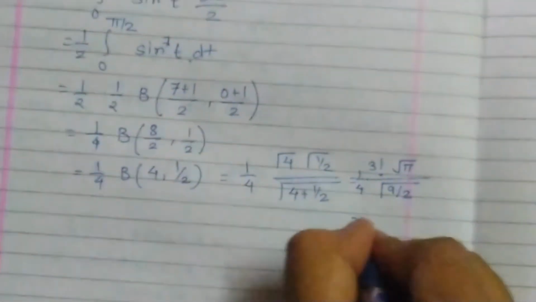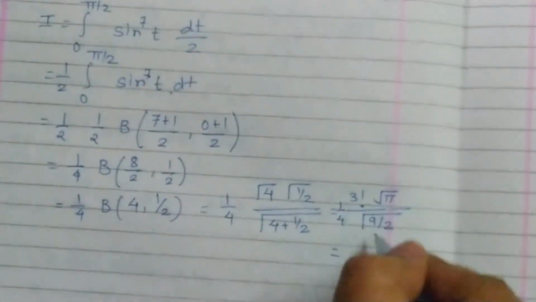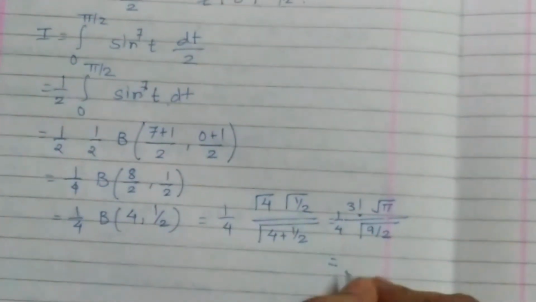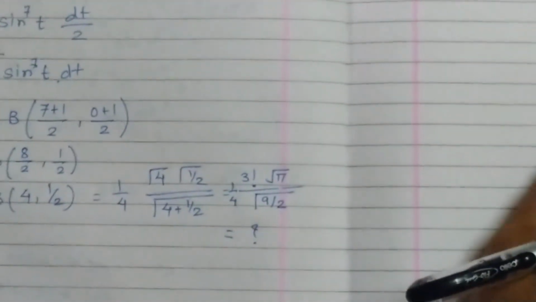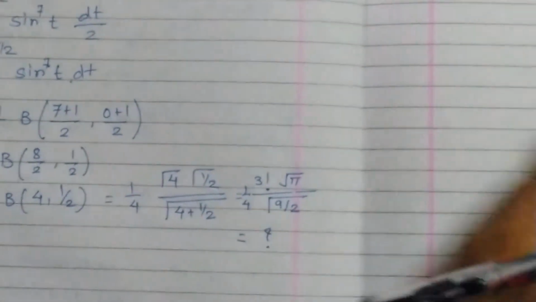Okay. On further simplification, I leave this simplification to you. You have to simplify it. Okay. In the next lecture we will discuss problems based on the second form of the beta function.